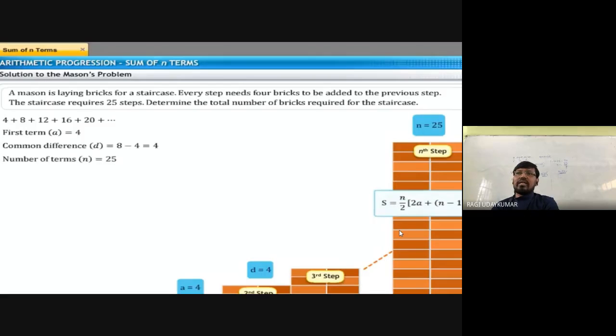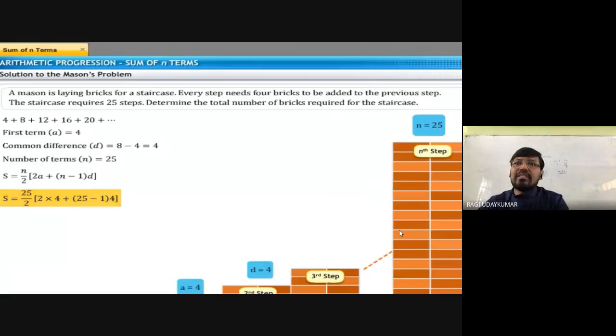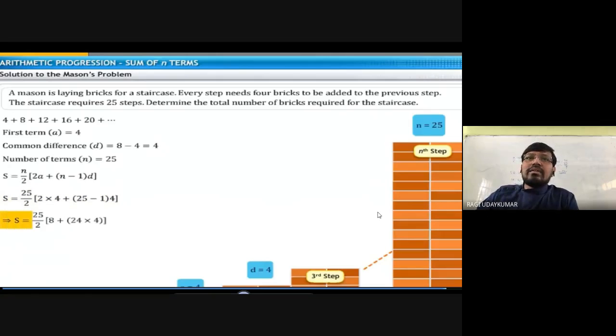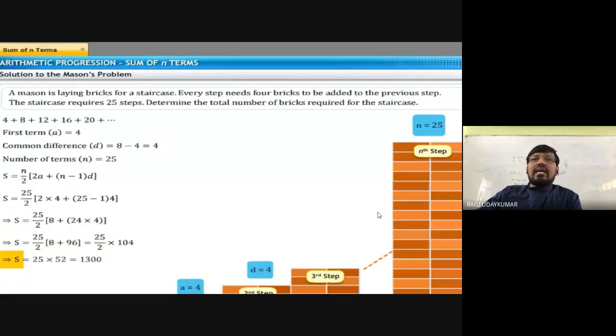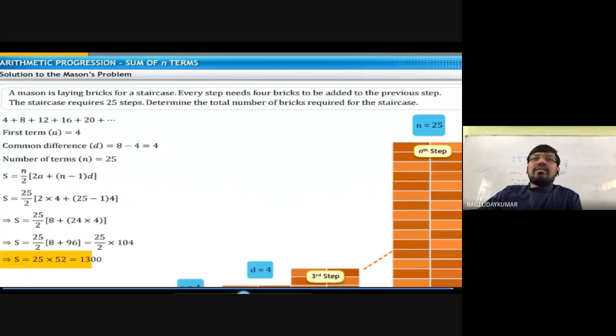The total number of bricks required for all the staircases is nothing but n taken as 25. So the sum of the terms is n by 2 of (2a plus (n minus 1) into d). Replacing n with 25, we are going to get the required answer. That is 25 by 2 of 104, you will get at last, and on simplifying it, 1300. So 1300 bricks are needed for the mason for constructing the staircases.